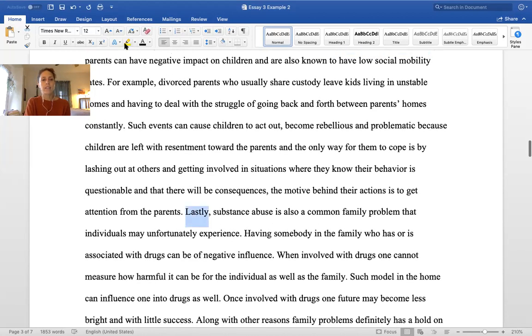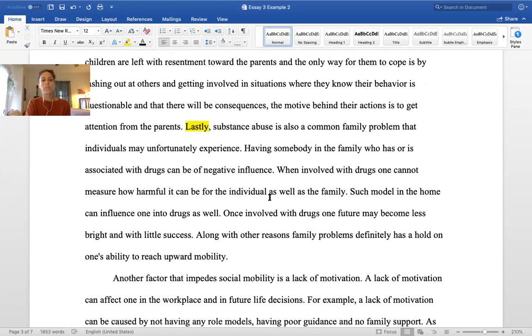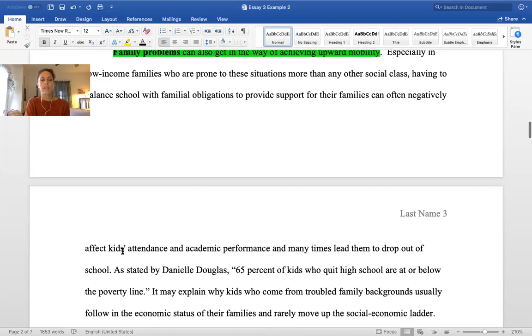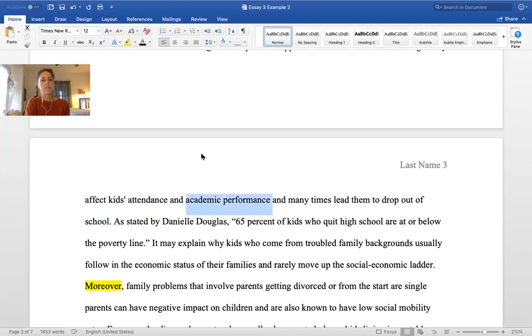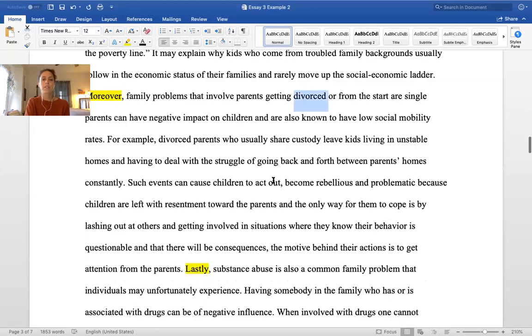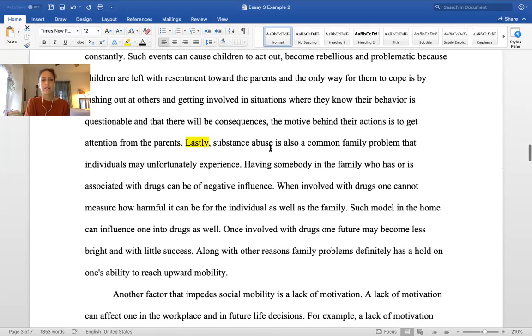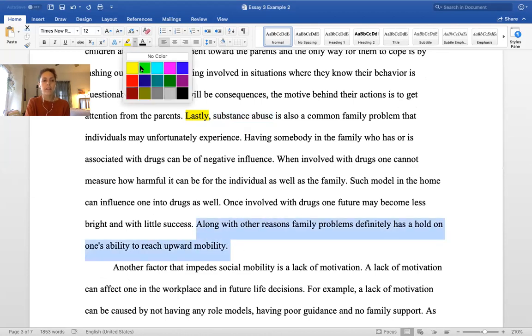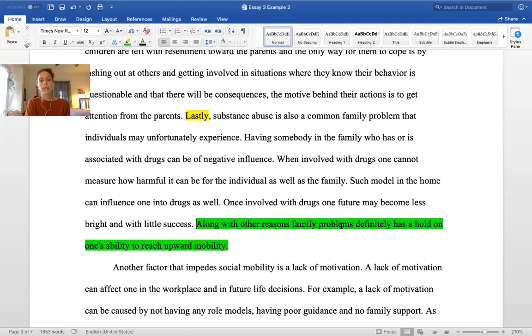All right, and lastly, so we have our third example. Her third example is substance abuse. And remember, our topic is family problems. And so we have our first example in terms of kids' family obligations and supporting, which specifically is academic performance. Yep, this was her first example. Her second example is parents who are divorced, and her third example is substance abuse. Good. And then here we have our concluding sentence. Along with other reasons, family problems definitely has a hold on one's ability to reach upward mobility. Good.